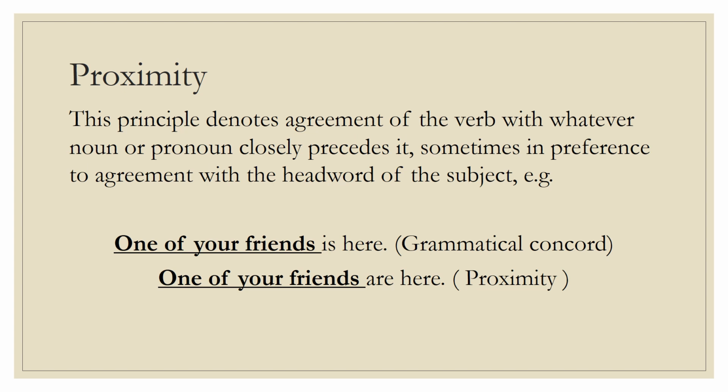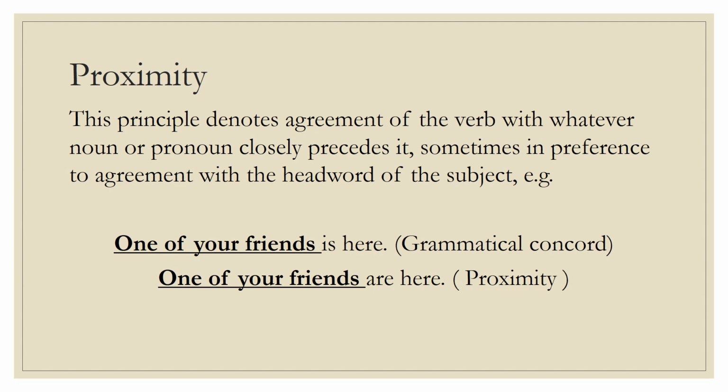Which noun comes immediately before the verb? It is friends, and friends is plural. So here the verb agrees with friends and becomes plural, rather than agreeing with what? With the head word, which is far away from it. So which rule is this now? It is proximity.